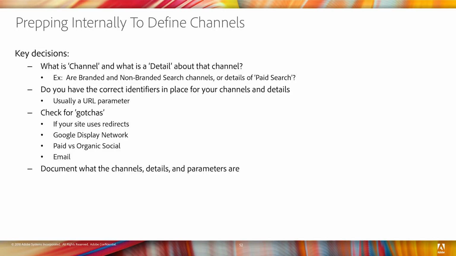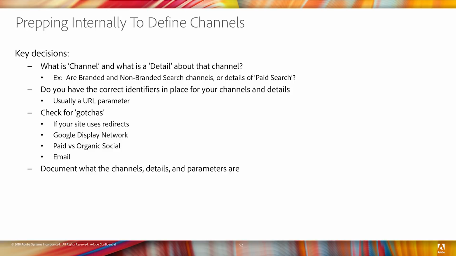Next, you have the correct identifiers in place for your channels and those details. Usually these are a URL parameter. We use one called CTID internally. Often it's CID, or some other companies have their own code that goes there. But this is how Adobe's going to grab that detail for you, and it's really important that your URL parameters are A, present, but B, consistent.